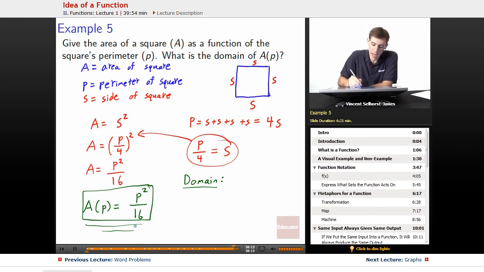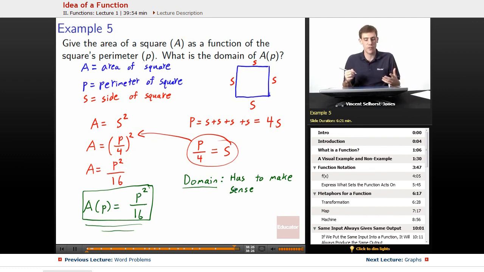But the domain has to make sense. It doesn't have to just make sense in our function. It has to make sense in how we thought about the function. How did we think about the function? It's a square, right? It's a real object. It's a thing. We could talk about its shape and what its dimensions are. Would it make sense for it to have a perimeter of negative? No, because it doesn't make sense for the sides to be negative. Would it make sense for the perimeter to be 0? No, because then it would just be a speck.